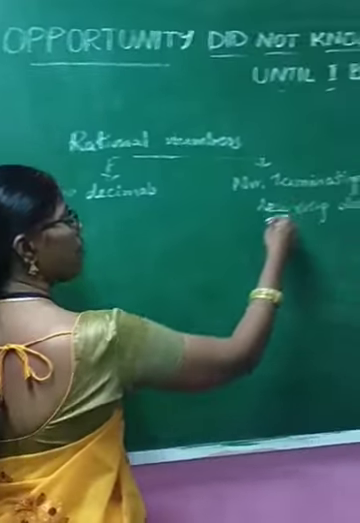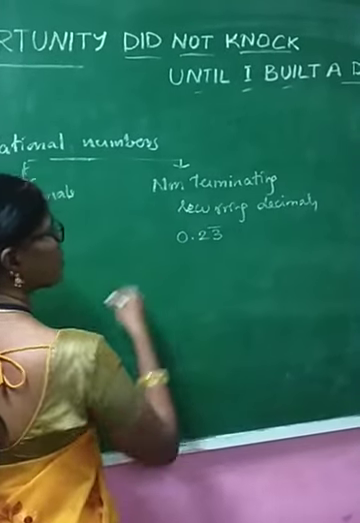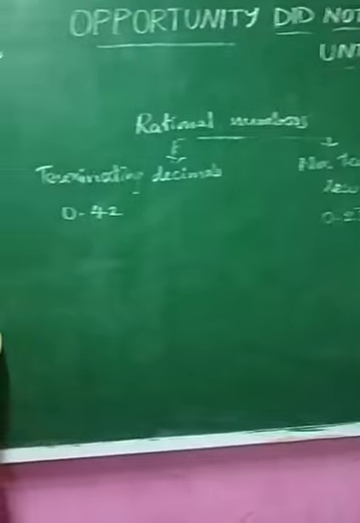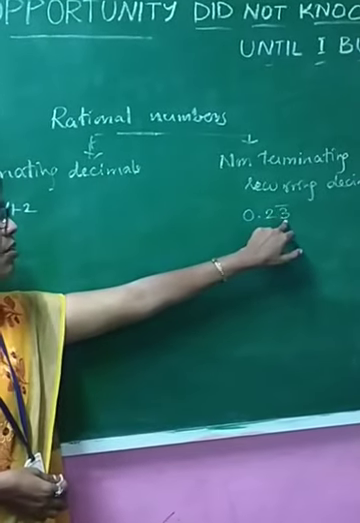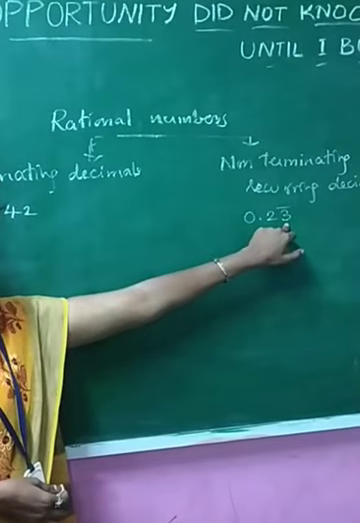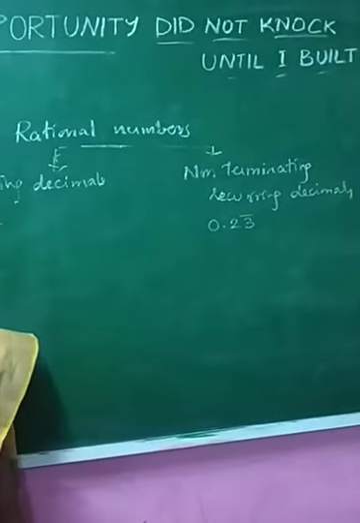Whereas non-terminating recurring decimal means, for example, 0.2 bar 3. So it is non-terminating. Non-terminating means it doesn't end here. So the digit is repeating, one digit is repeating. So we can say that it is a non-terminating recurring decimal.